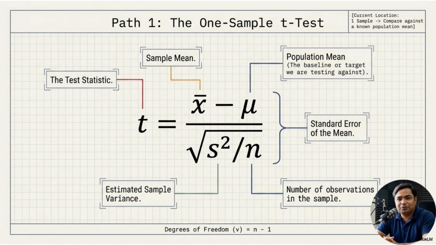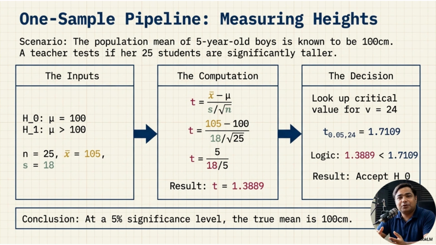It tells us how much the sample mean is expected to vary from sample to sample. The logic is simple. The numerator measures the observed difference. The denominator measures the uncertainty or error. So the t value tells us how large the observed difference is compared to the expected sampling error. If the difference is large compared to the error, the t value becomes large. If the difference is small compared to the error, the t value becomes small. The degrees of freedom for this test are n minus 1. This test is very common when we want to check whether one sample is significantly different from a known standard value. Now let us look at an example.